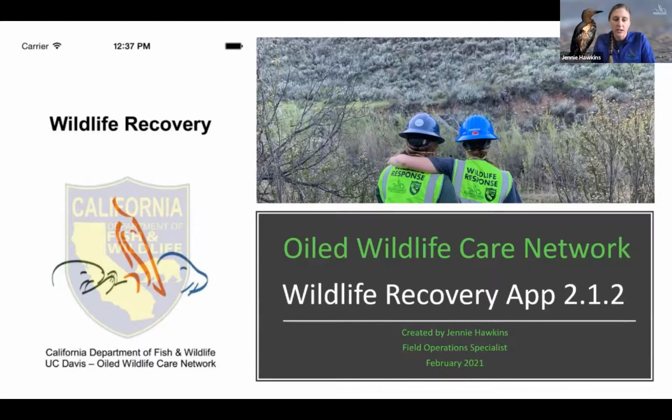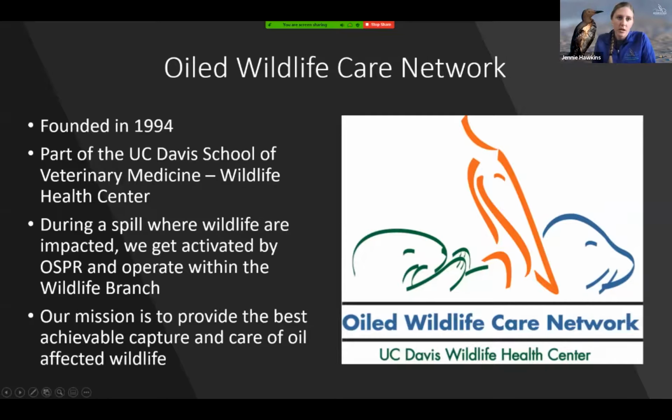So if you want to go to the next slide. The Oil Wildlife Care Network, or as we are often referred to, the OWCN, was founded in 1994. It's part of the UC Davis School of Veterinary Medicine, and within that, it's within the Wildlife Health Center. So during an oil spill response where wildlife become impacted, OSPR calls us and activates us to do the capture and care of any oil-affected animals that are impacted by the spill.